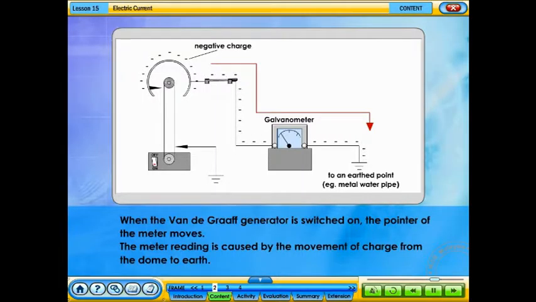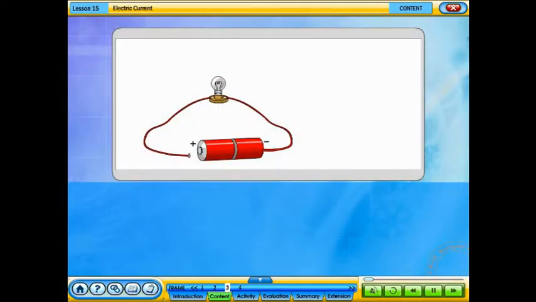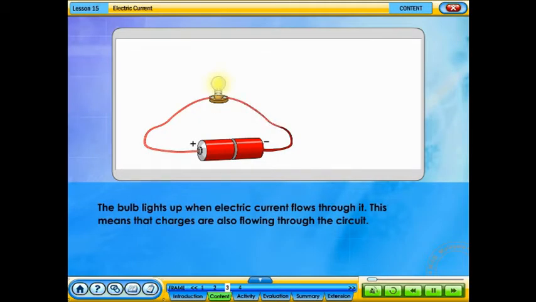When the Van de Graaff generator is switched on, the pointer of the meter moves. The meter reading is caused by the movement of charge from the dome to earth. When the final connection is made to the battery, the bulb lights up when electric current flows through it. This means that charges are also flowing through the circuit.